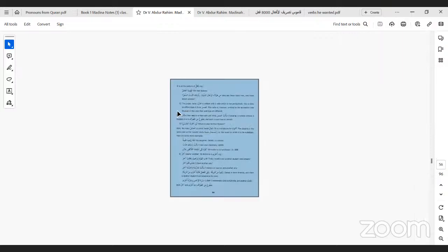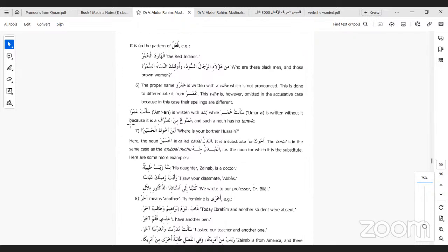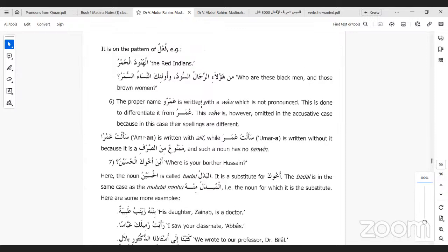There is only one plural for both the masculine and feminine form. It is on the pattern of fu'lun. For example, al-hunudul humru, the red Indians. Man ha'ula'i rijalun sudun wa ula'ika nisa'un sumrun? Who are these black men and those brown women?